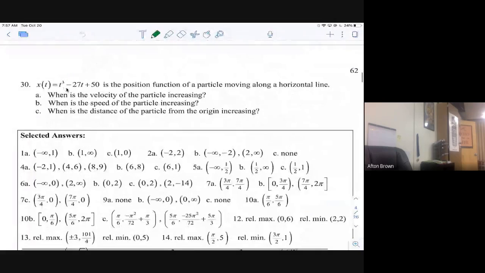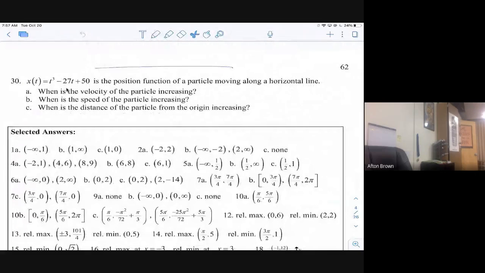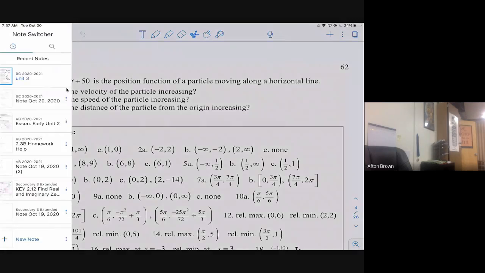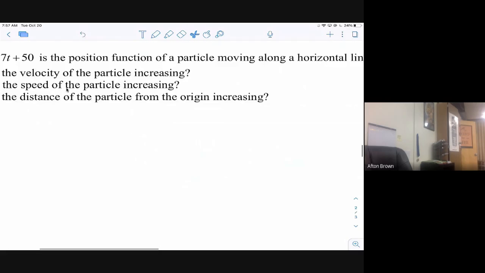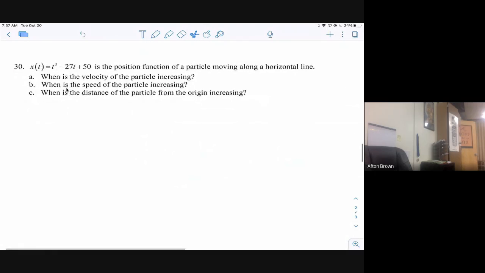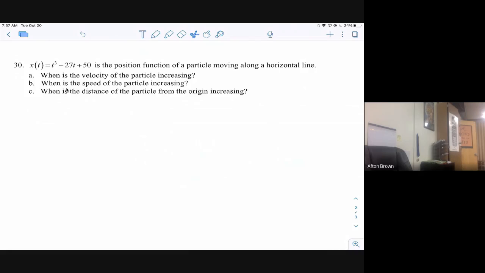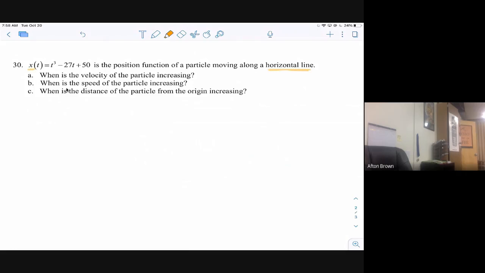Okay, 30. Great. This gives us a chance to practice this speed increasing, decreasing. I think it's only come up a couple of times. You can count on a speed increasing, decreasing question for sure on your next test on the justifying. Okay, so they give us position. They say it's moving along a horizontal line. Often when they say a horizontal line, that's why they'll call it x of t, because it's like the x position as a function of time.